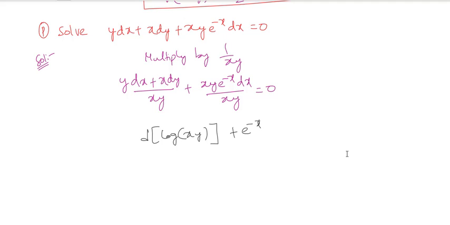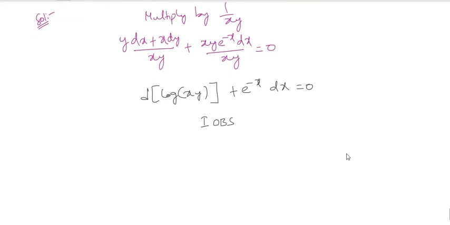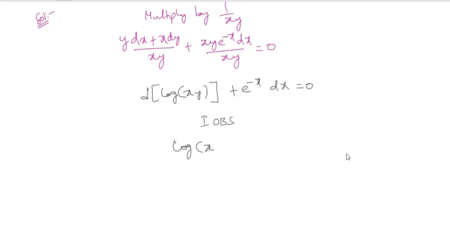E to the power of minus x into dx, which is equivalent to 0. So do the integration on both sides. If I do the integration on both sides, what I'll get here? Differentiation and integration will get cancelled. You will have it as log of xy minus e to the power of minus x is equivalent to constant c. That is the solution for this.